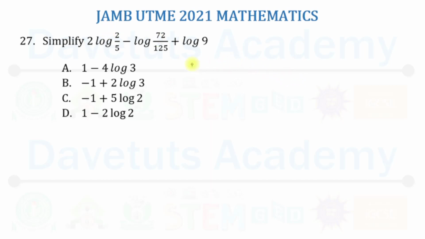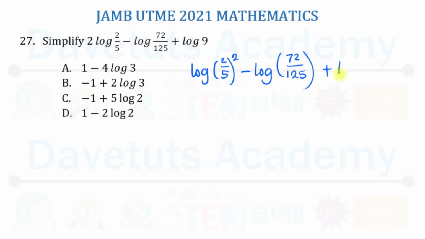Okay, so in that case it will be log (2/5)^2 minus log of 72/125, plus log of 9. So if this is the case, (2/5)^2, I know that will be 4/25. Get the power up and the power down.